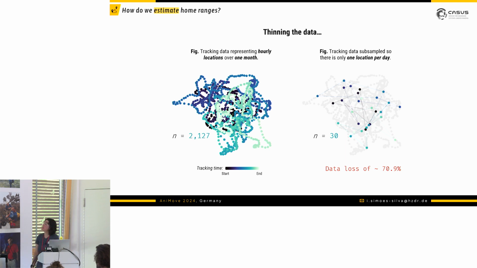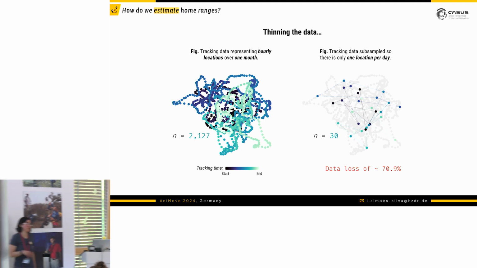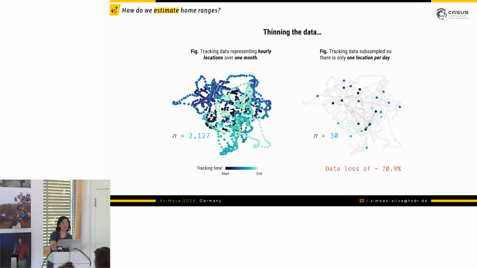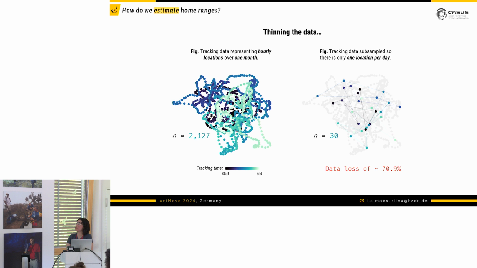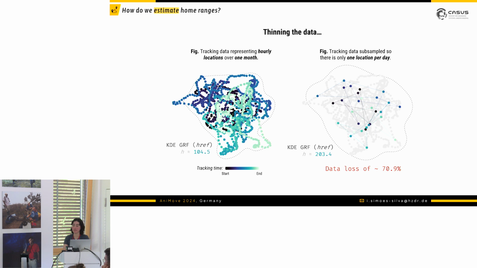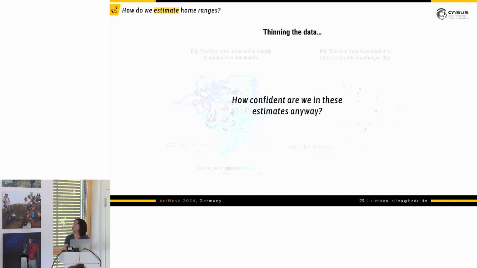Yeah, so if you try to thin the data with this amount of loss, then what's the point of going out and collecting so much data if you could just do less? So it seems a bit counterproductive to go through the process of spending the time collecting the data and then having to thin it just to apply these methods. And also, essentially, how confident are we in these estimates anyway?